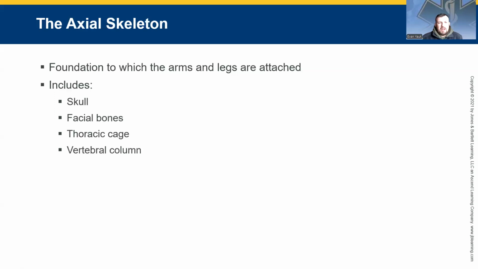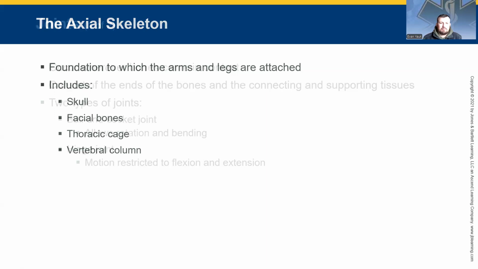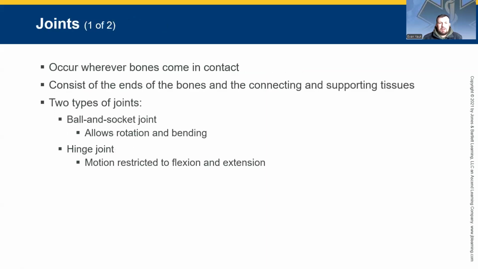So the axial skeleton is the foundation to which the arms and legs are attached. This includes the skull, the facial bones, thoracic cage, and the vertebral column. And then you get joints, and joints occur when bones come in contact at a meeting point. It consists of the ends of the bones and connective and supporting tissue.